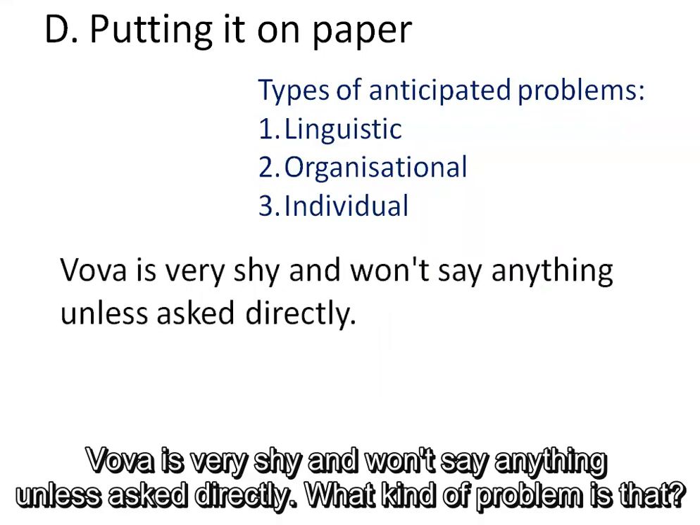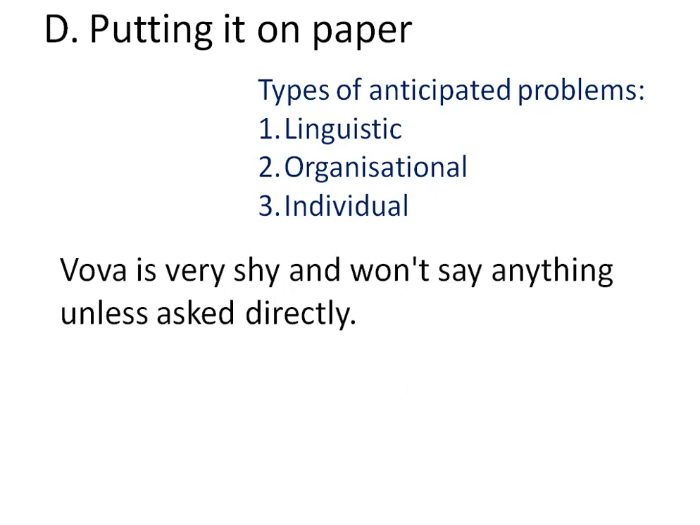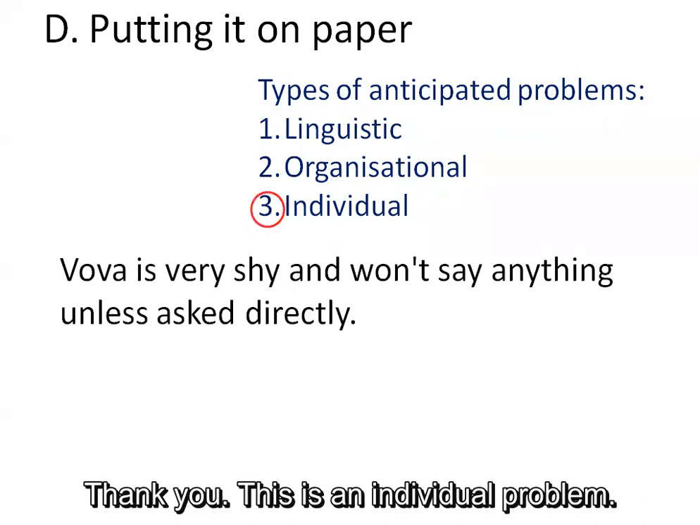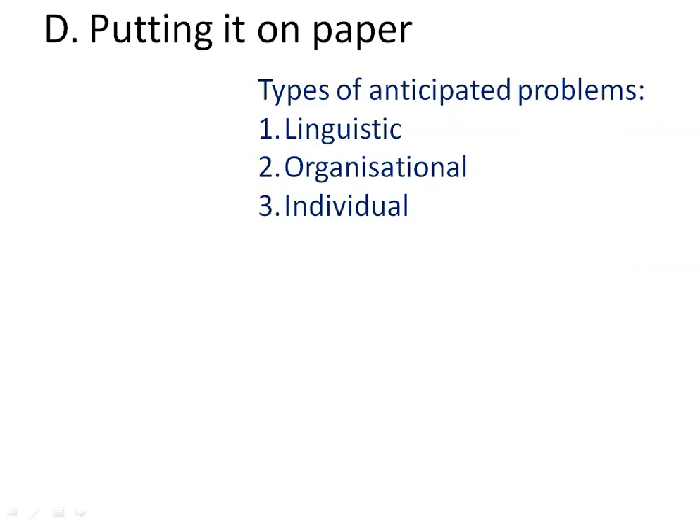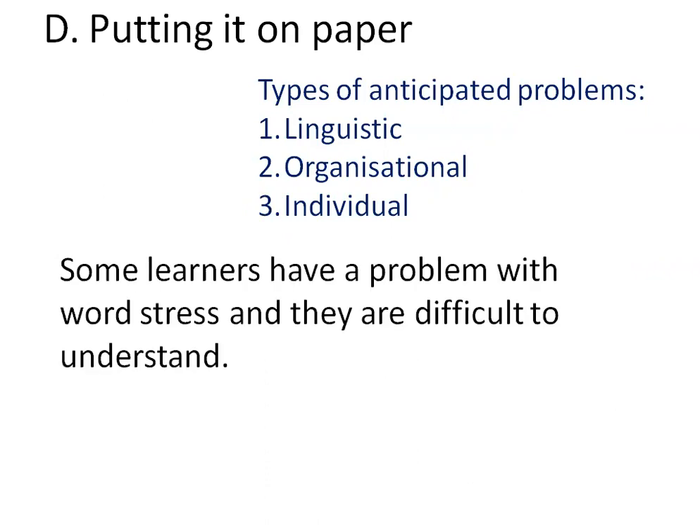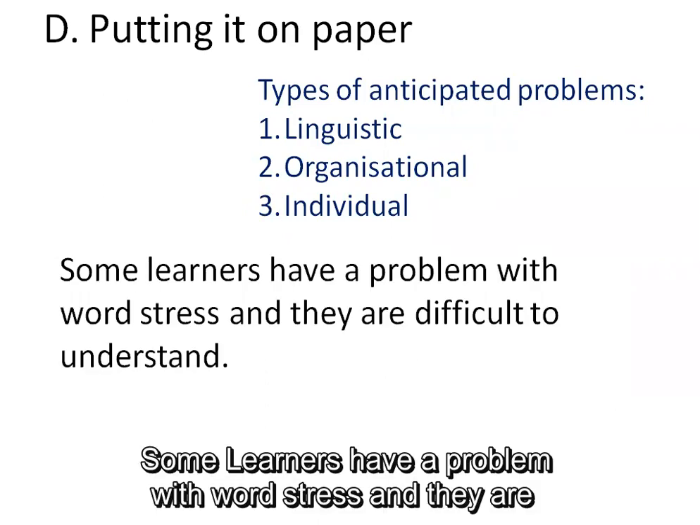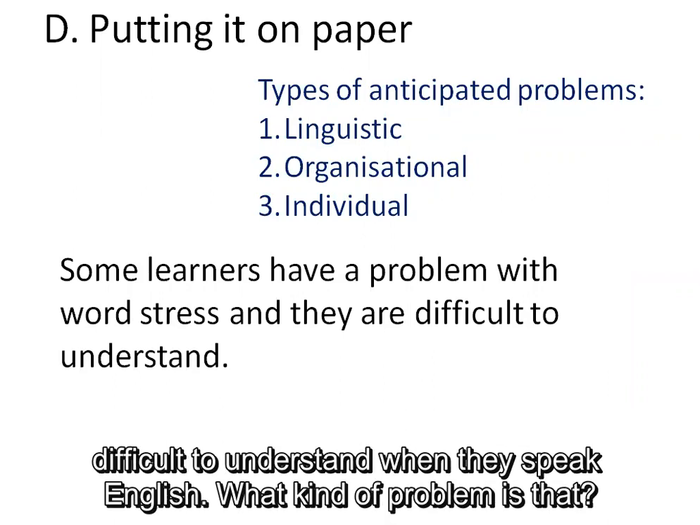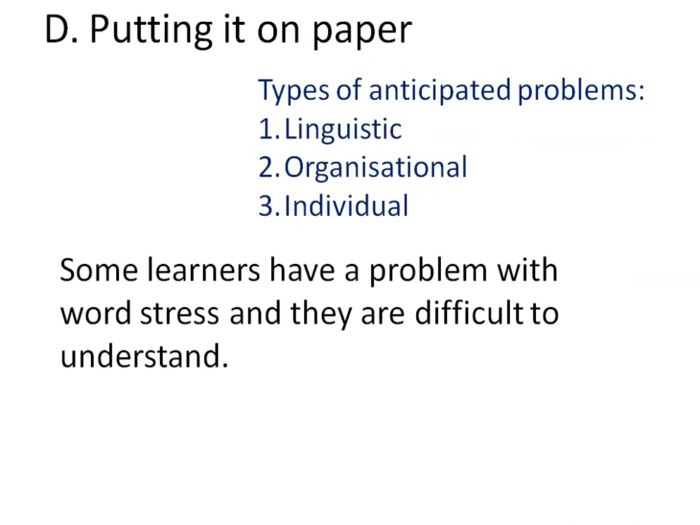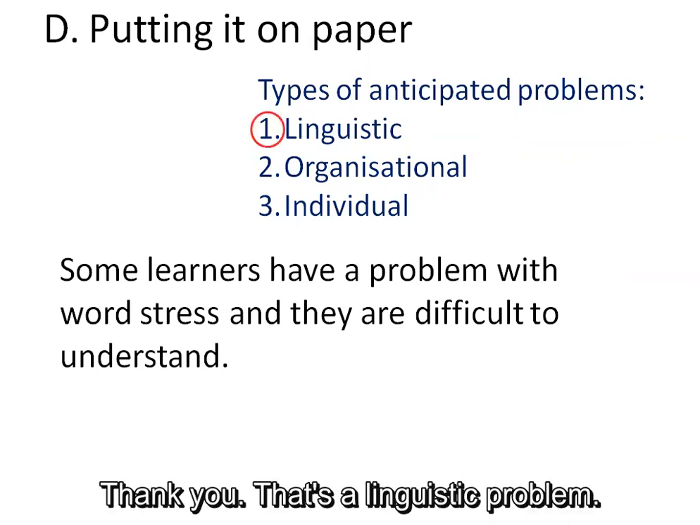Vova is very shy and won't say anything unless asked directly. What kind of problem is that? Thank you. This is an individual problem. Some learners have a problem with word stress and they are difficult to understand when they speak English. What kind of problem is that? Thank you. Oh, that's a linguistic problem.